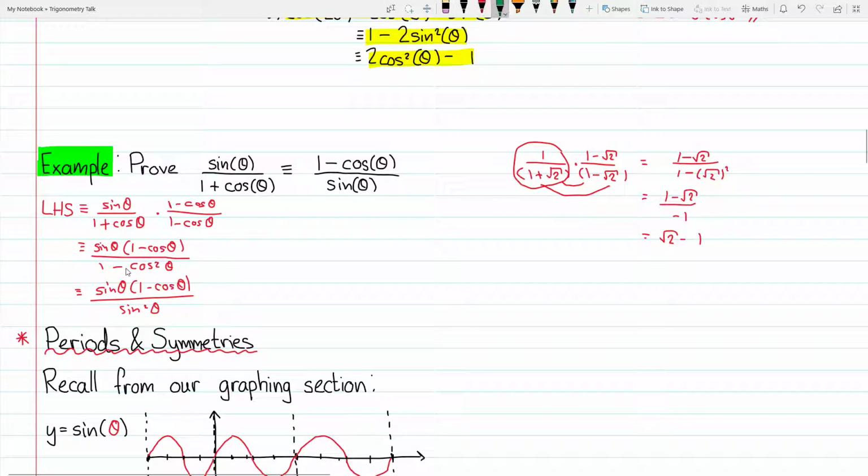Well, the sines cancel, and you're left with 1 minus cos of theta divided by sine of theta. And this is the right-hand side, and we're done. We've taken the left-hand side, we've employed these tricks which don't change our identity, and we've shown that the left-hand side equals the right-hand side, and so we're done.